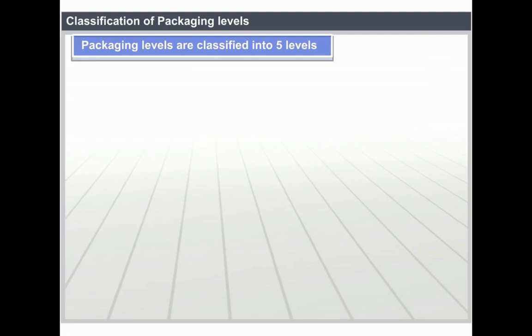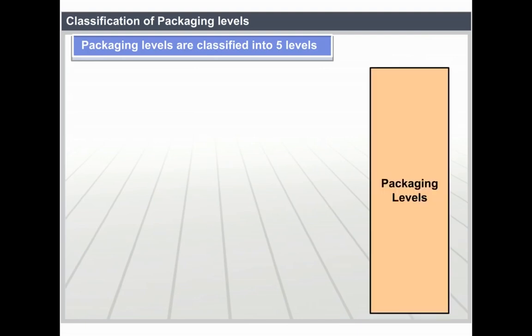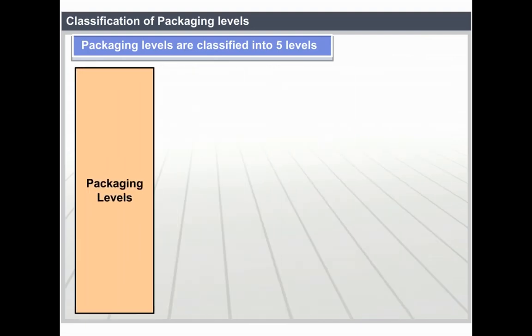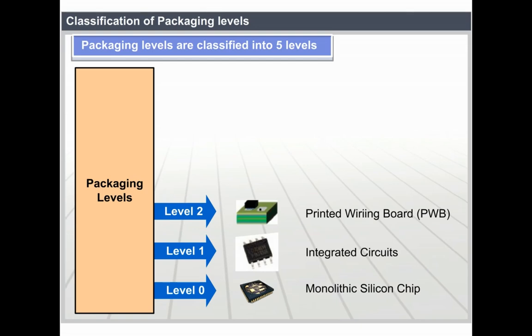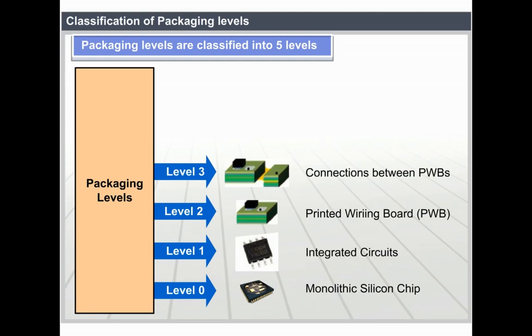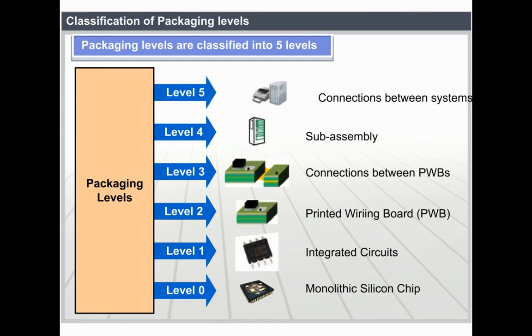Classification of packaging levels. Packaging levels are classified into 5 levels. Level 0, monolithic silicon chip. Level 1, integrated circuits. Level 2, printed wiring board, PWB. Level 3, connection between PWBs. Level 4, subassembly. Level 5, connections between systems.